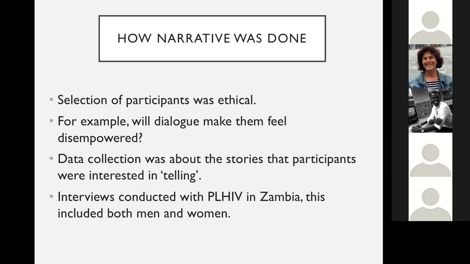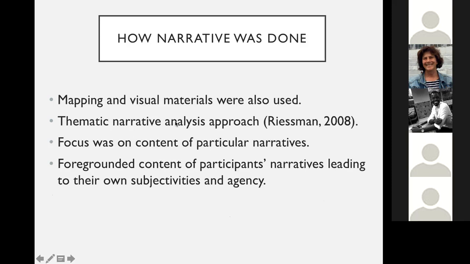So the study involved people that were living with HIV, both men and women. There are also some mapping and visual materials, because sometimes it's not just what we hear, it also has to do with what we see in terms of narratives. This study embraced some level of visual representation or pictorial data, which I'll discuss a little bit more and maybe give an example of some of the materials that came from the participants.